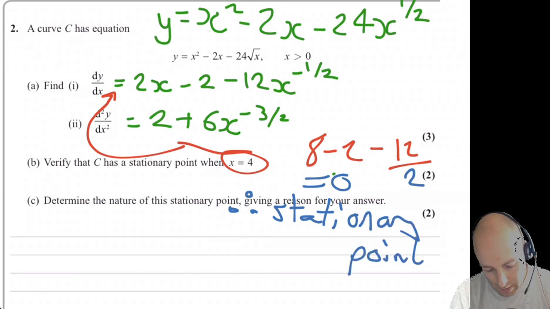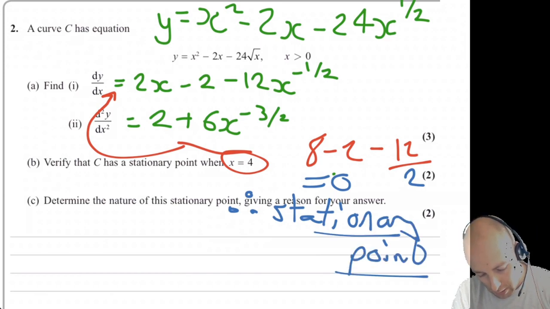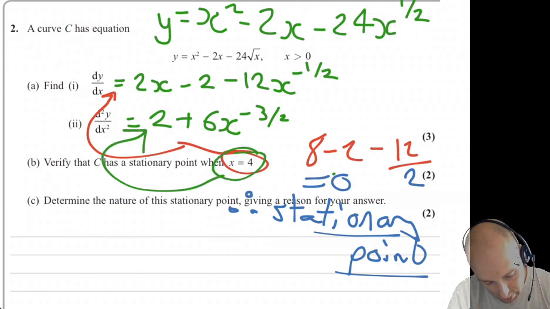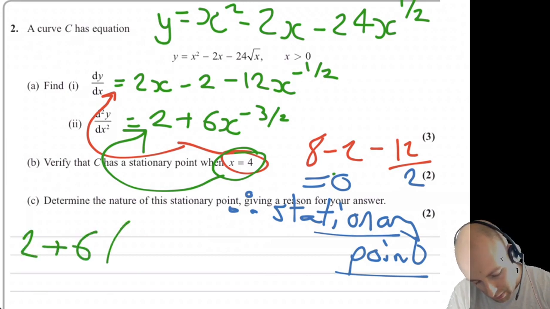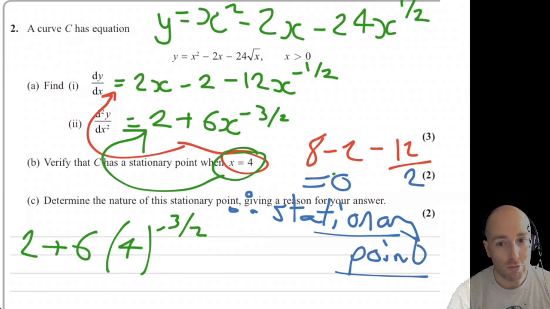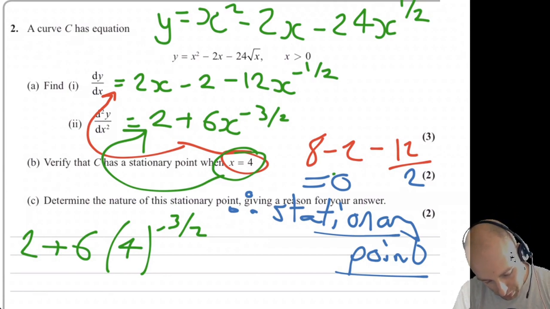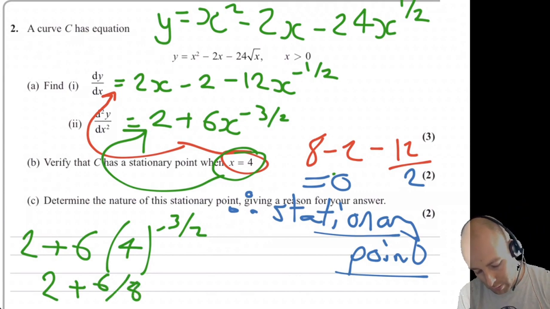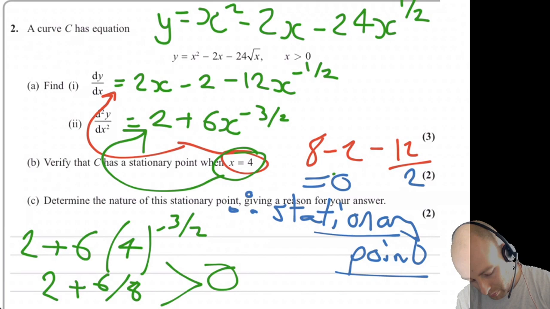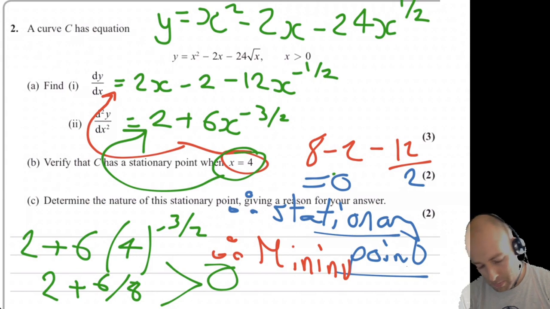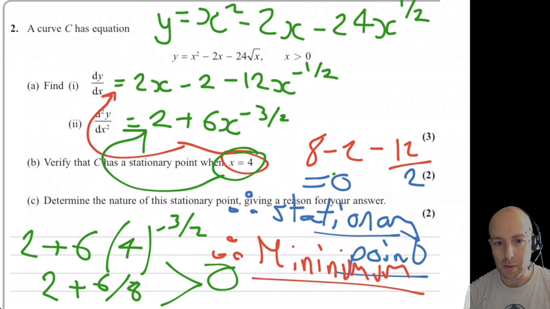Is it a max or a min or a point of inflection? Well, to do that, we need to take 4 and put it into the second derivative. So we're going to get 2 plus 6 lots of 4 to the minus 3 over 2. 4 to the minus 3 over 2 is going to be root 4, which is 2, cubed, which is 8, divided by that, so it's going to be an eighth. So we get 2 plus 6 over 8. I didn't really need to do that because it was obviously positive. So it's greater than 0, therefore it's a minimum. Minimum. However you want to spell minimum.